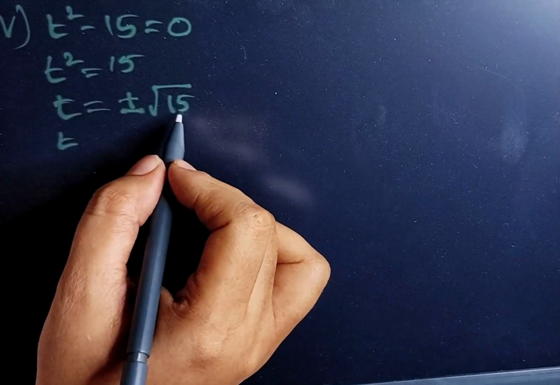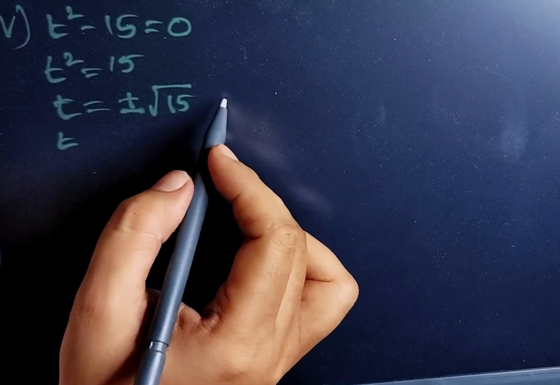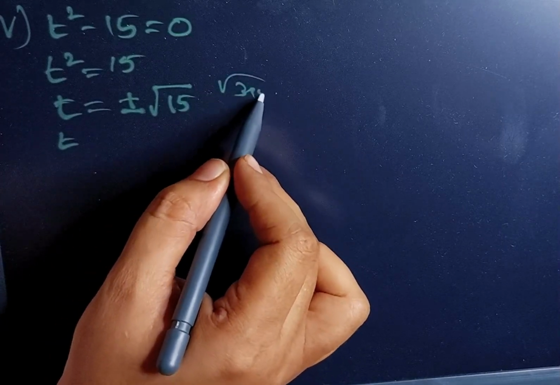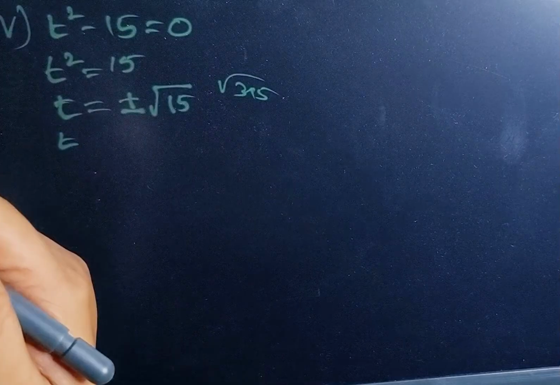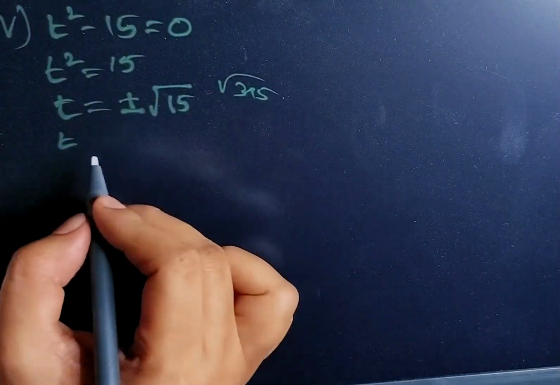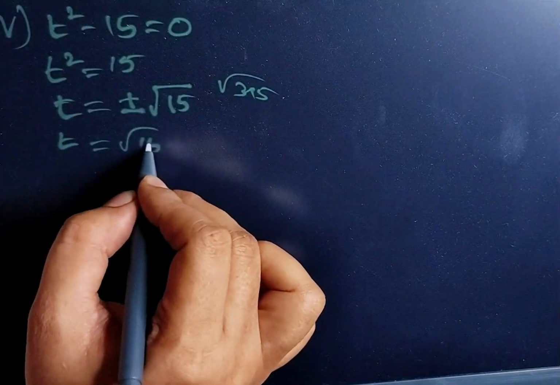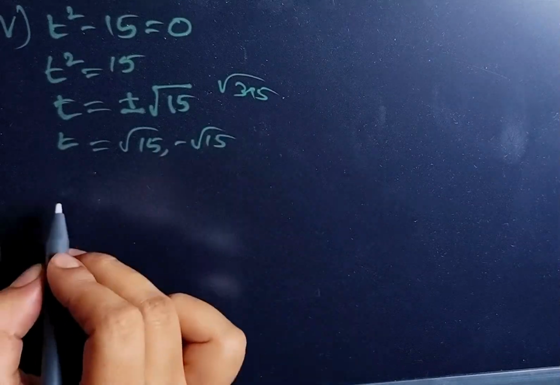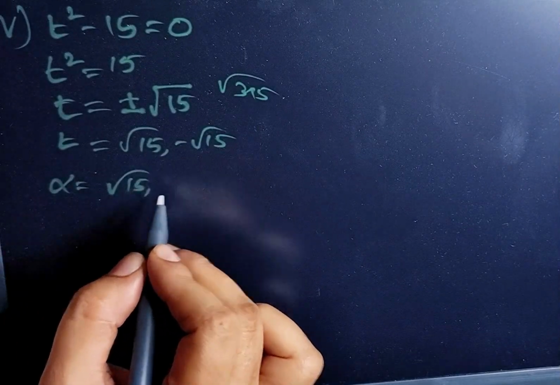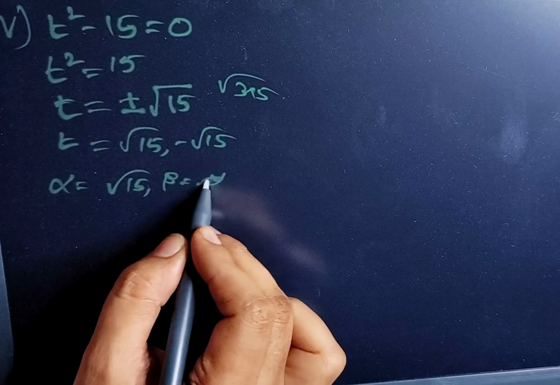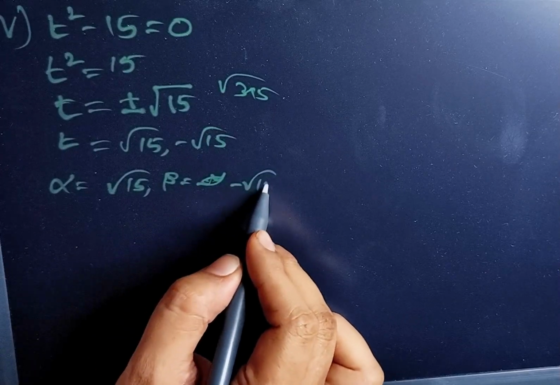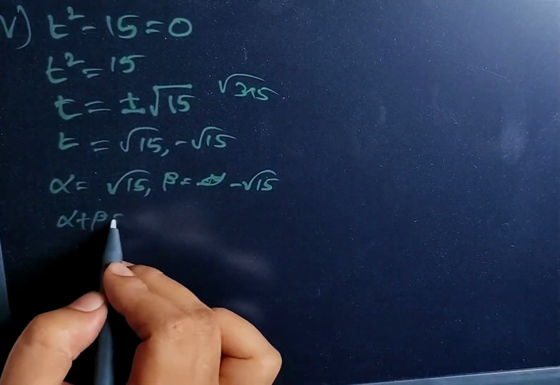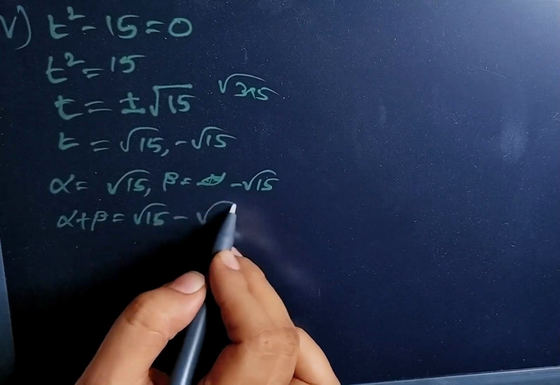So we cannot simplify 15 as 3 and 5 are prime numbers, because 15 is 3 into 5. Both are prime numbers. So we cannot take out of the root as it is not a perfect square. So we get t is equal to plus root 15, minus root 15. So alpha is equal to root 15, beta is equal to minus root 15. So when we add these, root 15 plus or minus root 15.